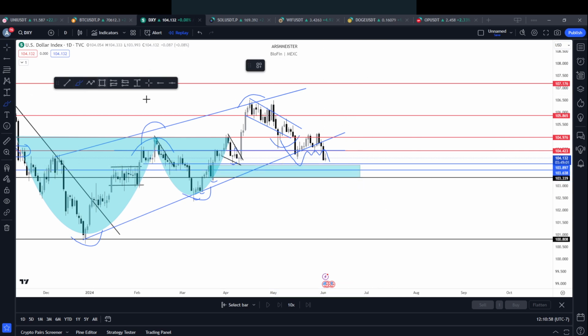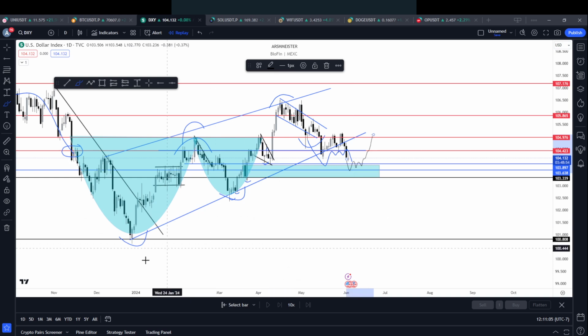We should see some type of reaction from here, whether we come and put in a little bounce. If we bounce from here, we are still putting in another higher low. So the uptrend is still intact, even though we lost this trend line, it doesn't matter. We're still putting in higher lows. Okay, so higher low, highs, lows, highs, lows. This would be an area where we possibly can reverse from. I don't know how much we go. Maybe we go back to like 104.5-ish.